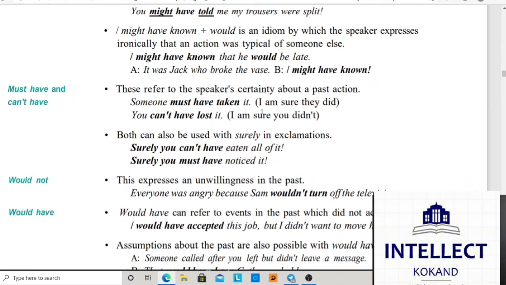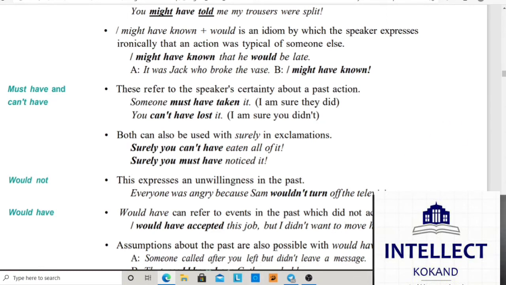You can't have lost it. Yo'qotmagan bo'lsang kerak, deyapsiz. Chunki aniq shu narsa yo'qotmagan, qo'lida turgandir. Telefonimni yo'qotib qo'ydim-da, sizga telefon qilyapman o'zim nomerdan. Interesting. Nima deysiz? Why? Because you are talking on it.